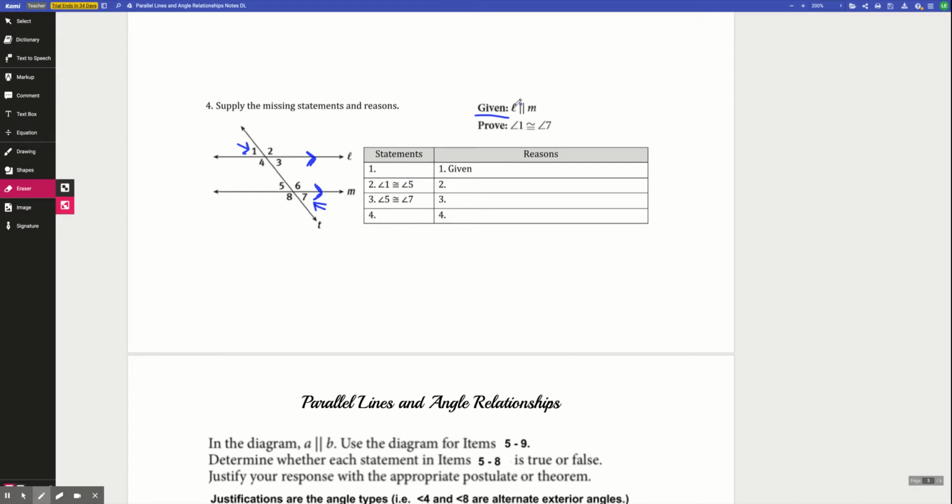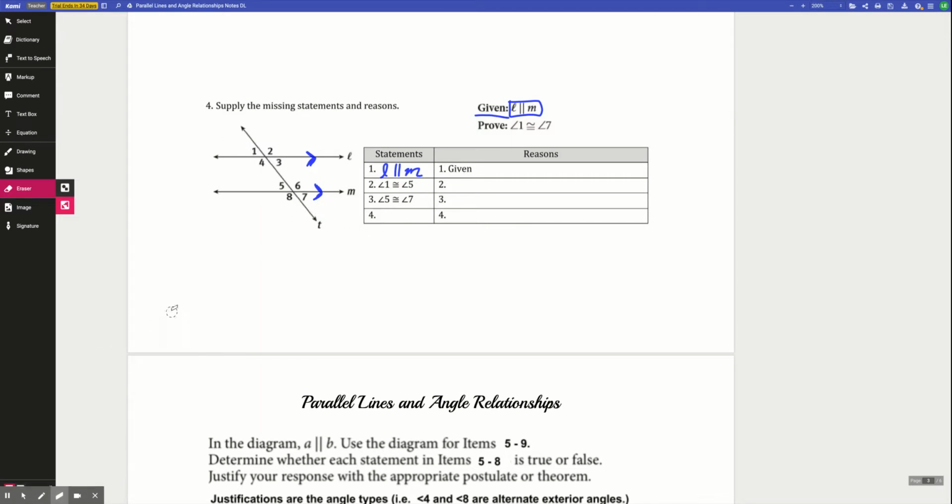My first statement, remember, is always exactly the same as the given statement. You just have to copy it exactly as it is. So line L is parallel to line M. That is given, okay?